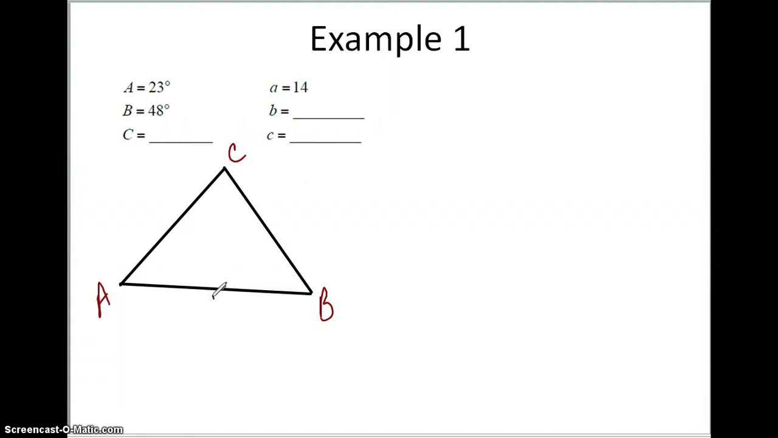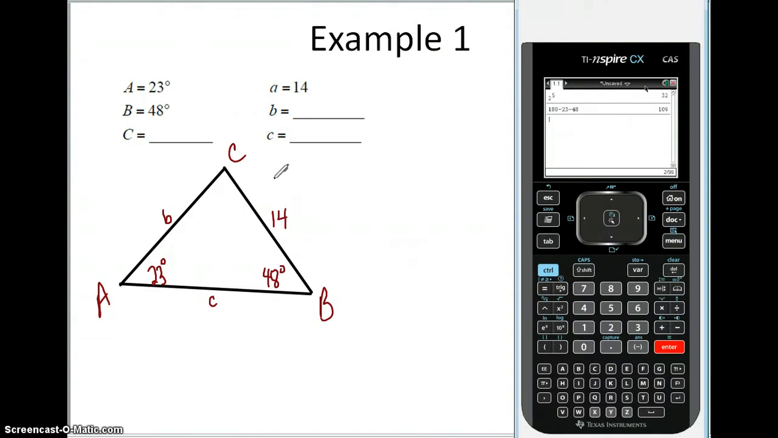We don't know little c, so I'm going to mark that. We don't know B. We don't know angle C, but what we do know is side A is 14, angle B is 48 degrees, and angle A is 23 degrees. So we can easily find this angle here by adding these two together and subtracting from 180 degrees. When we do that, we get 109 degrees. So angle C is 109 degrees.